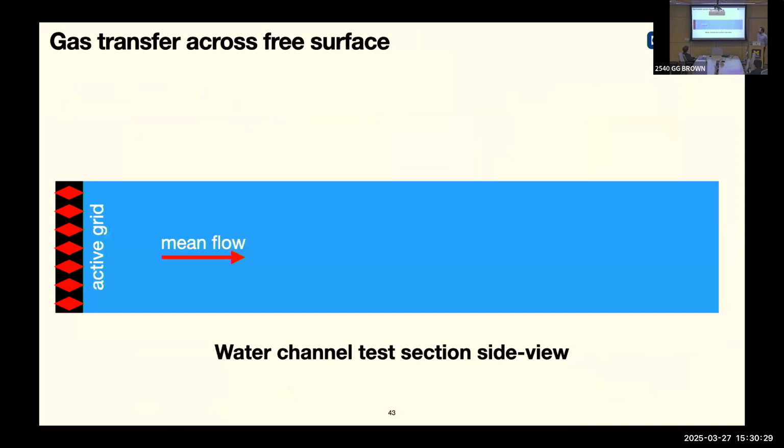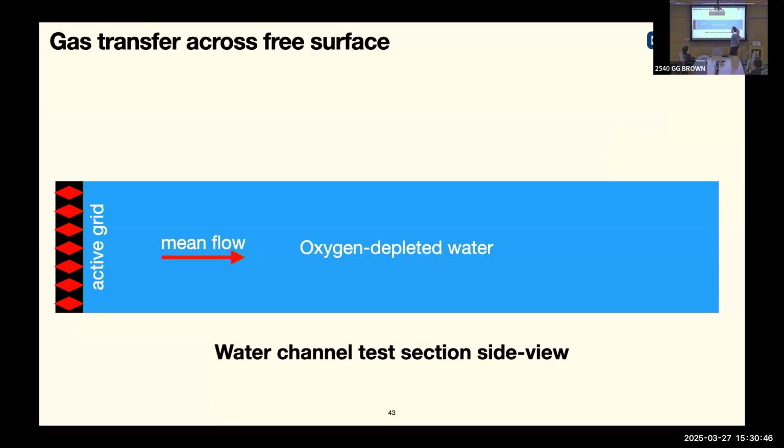So the way we do this is in our water channel. We have our active grid to change the turbulence. We have a mean flow. And the first thing we have to do is get the oxygen out of the water, because we're going to look at oxygen transport, because the lab is much happier to let me put lots of oxygen into the lab rather than CO2.